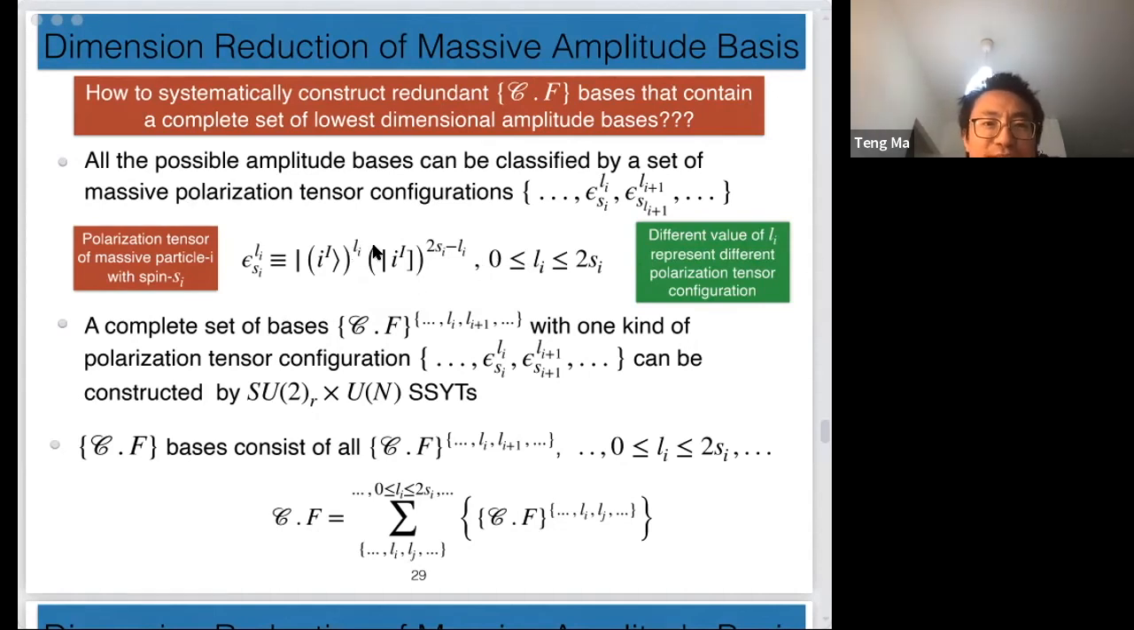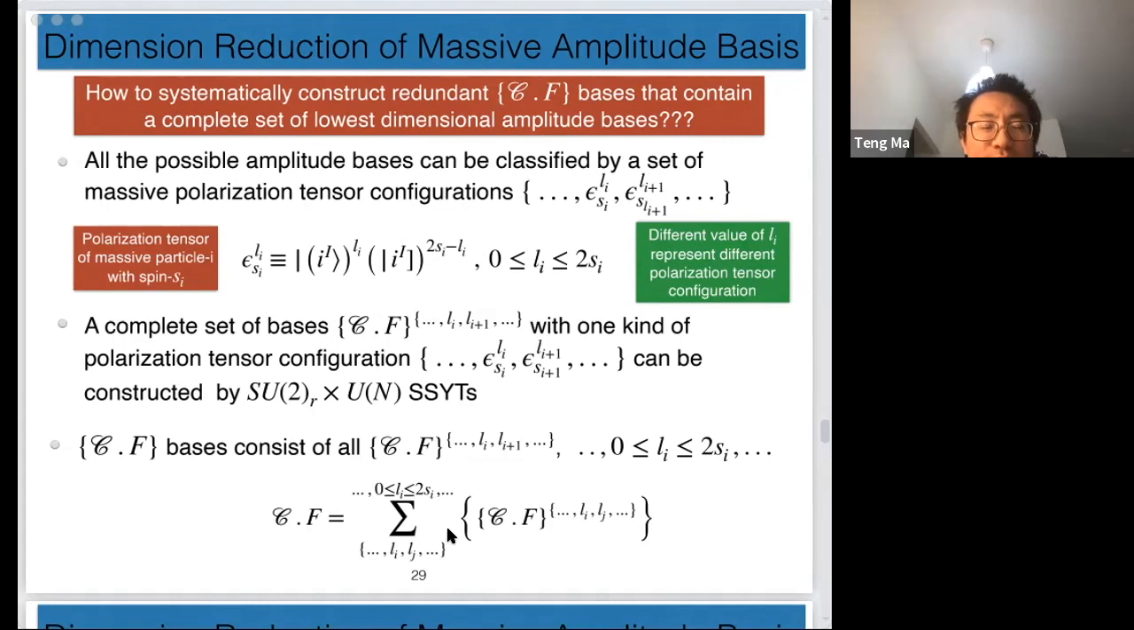This is the Epsilon SILI definition. L is the number of left-handed spinors in the polarization tensor. A different value of LI represents a different polarization tensor configuration. And we also found that a complete set of bases with one kind of polarization tensor configuration can also be constructed by the SU2R and U(N) Young tableau. Here we use a set of L values to label this set of bases. So the CF bases can be obtained by finding all the sets of bases with different polarization tensor configuration.